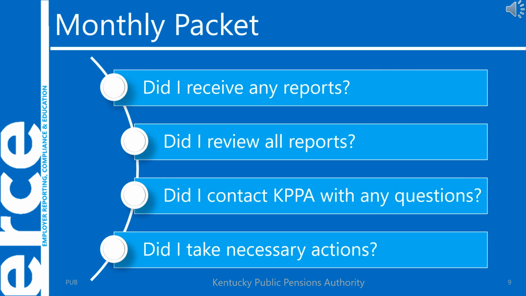The Reports in the Monthly Packet module are a method of providing feedback and information to the employer regarding the prior monthly report. It is possible that you will not receive any reports, meaning the member records on the last monthly report posted without issue. However, there are approximately 10 reports that might show up in your monthly packet. Review each one for the information on the employees of your agency. If you have any questions about any of the reports or any actions required, please contact your ERCE representative for assistance.